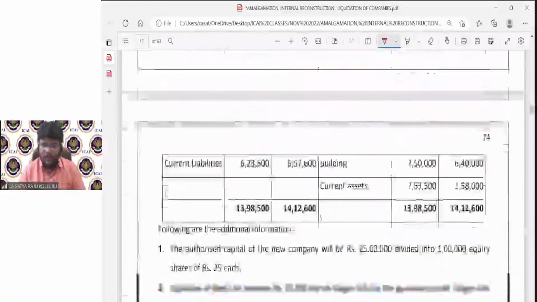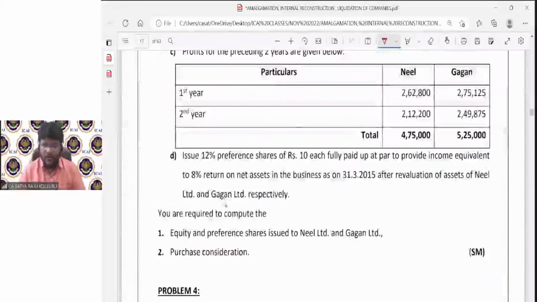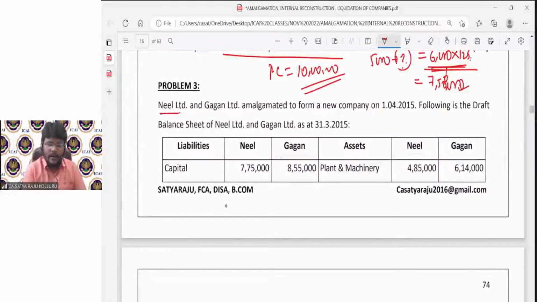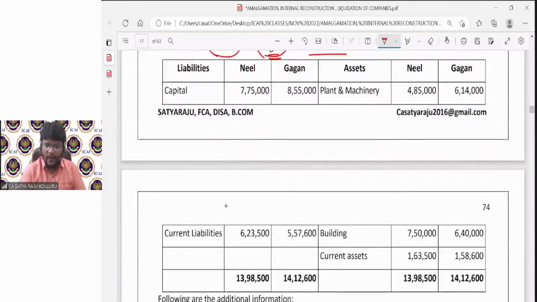Next, you can come to problem number 3, all of you quickly. This is also related to calculation of PC only. Neil Limited and Gagan Limited amalgamated to form a new company on 1/4/2015, which is a pure amalgamation, guys, because a new company is incorporated to take over two more companies. Following is the draft balance sheet of Neil Limited and Gagan Limited as at 31st March 2015. Come to assets: plant and machinery, buildings, current assets. Come to liabilities: capital given, current liabilities also given.